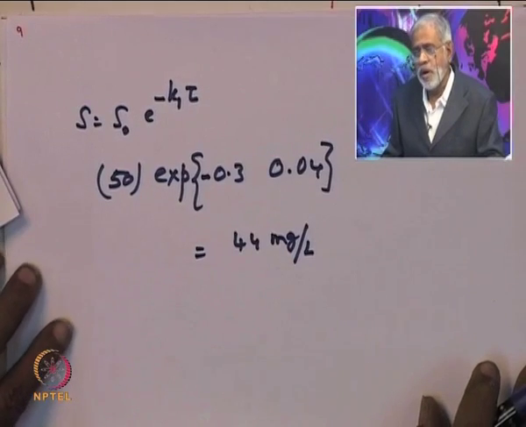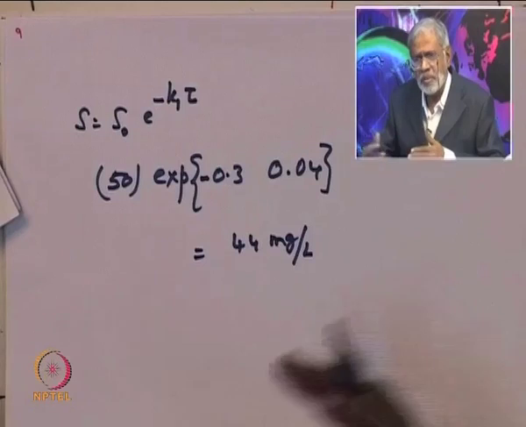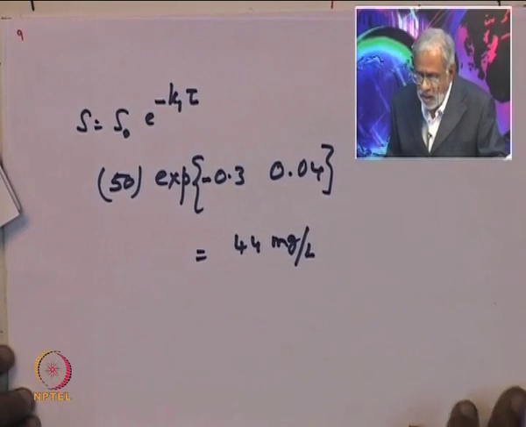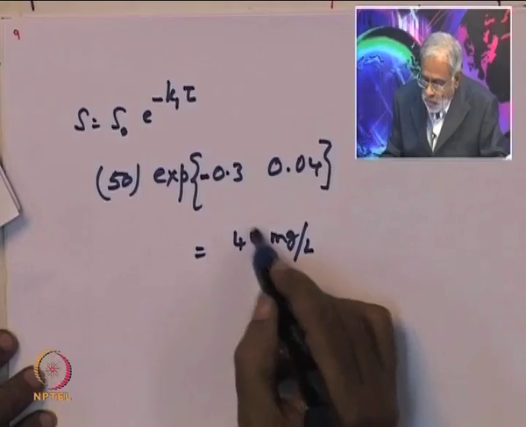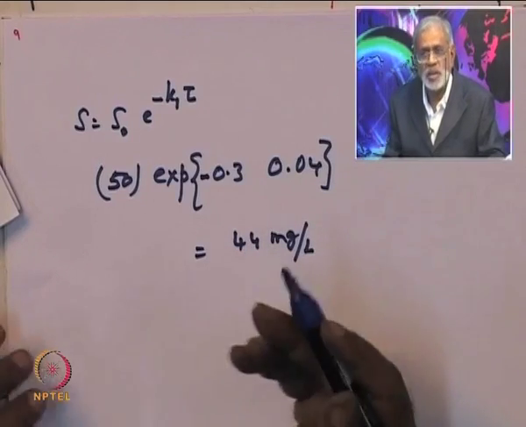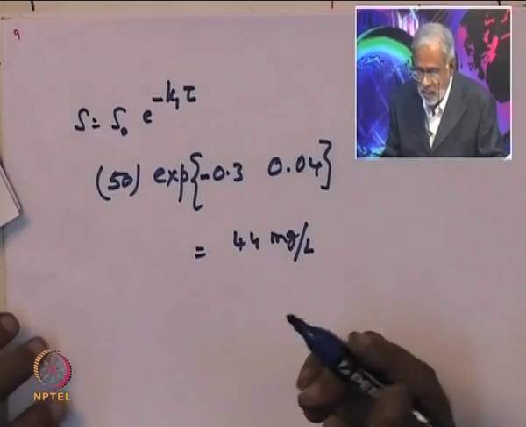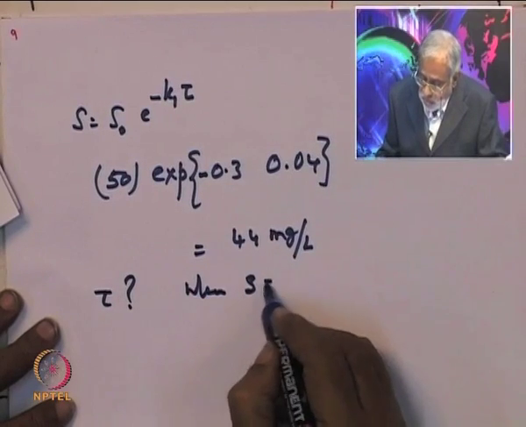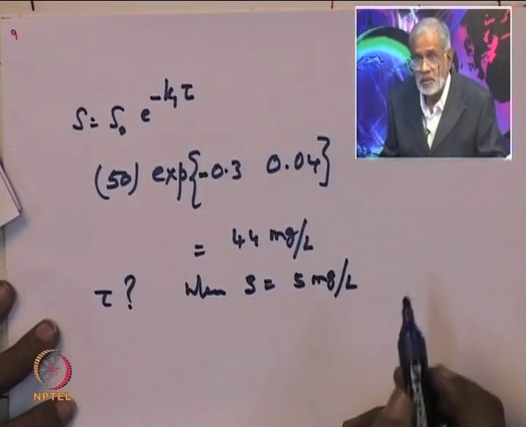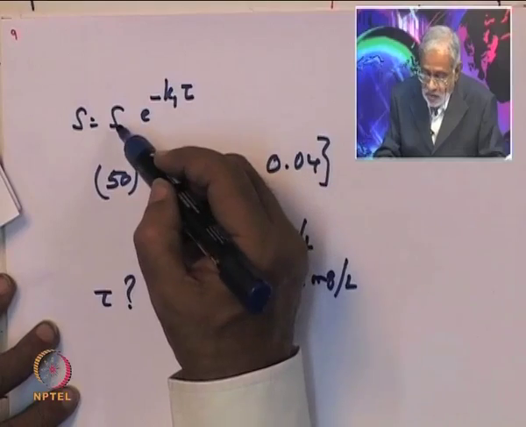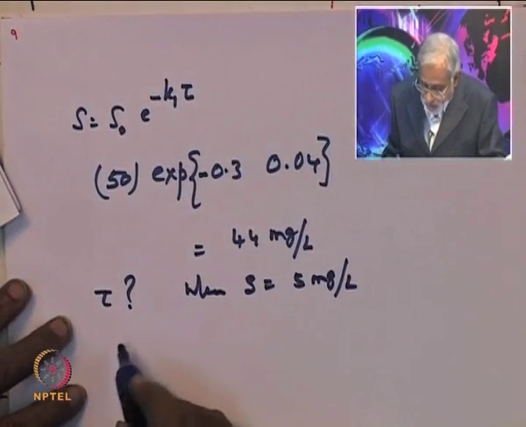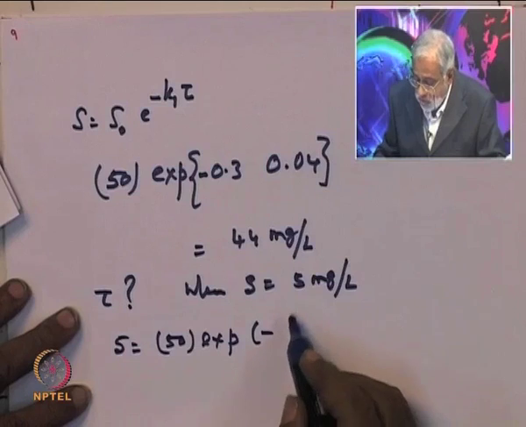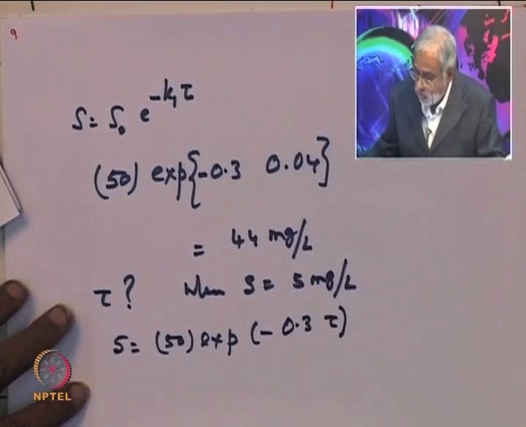Now, the point of interest to us is, what distance after which the system starts to improve itself. In other words, we want this value 44 to become 5, okay, because that is what the river was when the sewage was entering. So, what is tau when S equal to 5 milligrams per liter? How do we calculate that? We put S as 5 and S naught as 50. So, 5 equal to 50 exponential of minus 0.3 times tau.